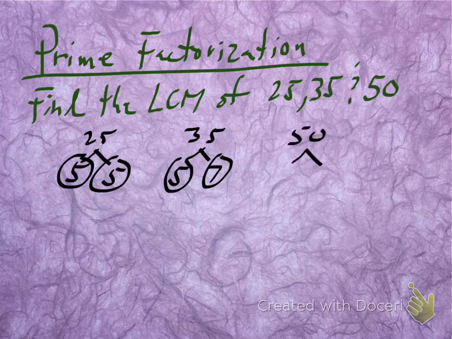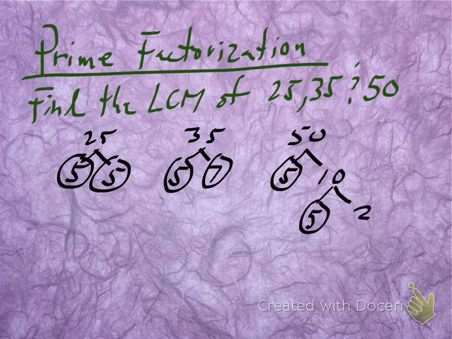Now 50 you can break up a couple different ways. You can do 25 and 2. I'm going to break it into 5 and 10, and then I'll break the 10 into 5 and 2. Now we're not done yet. We still have to write the prime factorizations. I'm going to switch colors just to emphasize that. So 25 is 5 to the second power. 35 is 5 times 7. And 50 is 2, we always start with the smallest factor first, times 5 squared.